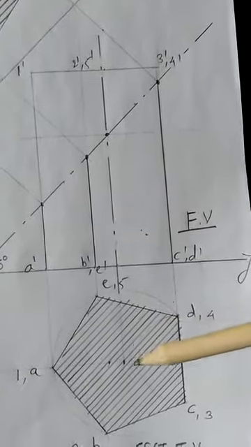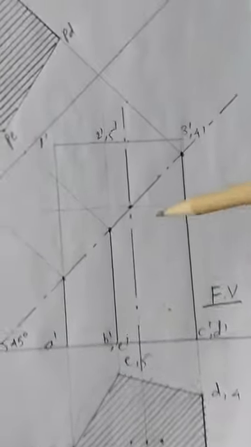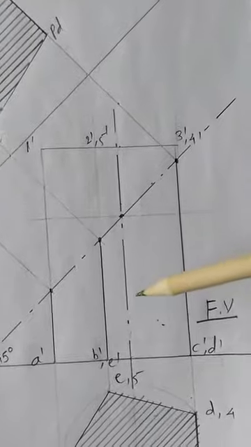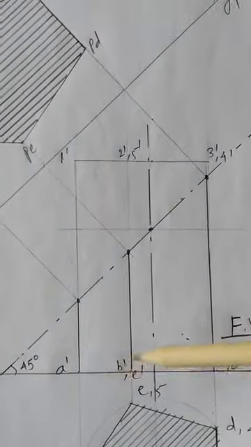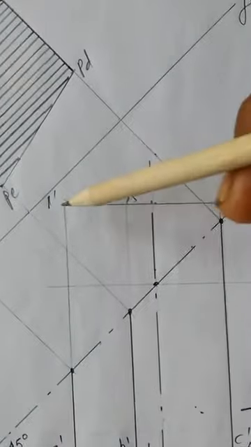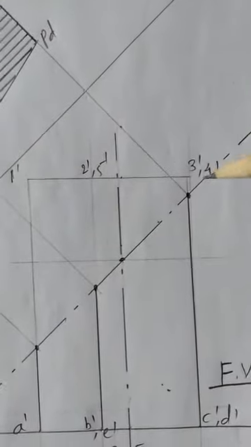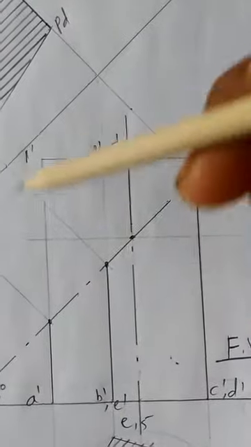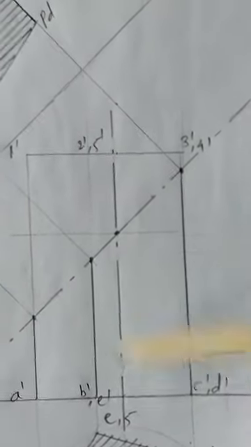So accordingly the first image is the top image, the second image is its front image, with all the corners I have named A dash, B dash, E dash, C dash, D dash here. Similarly 1 dash, 2 dash, 5 dash and 3 dash, 4 dash. Before cutting the solid, its front image will be like this.